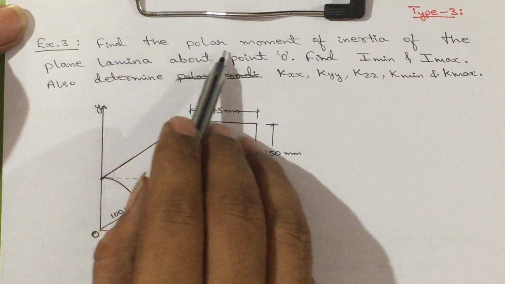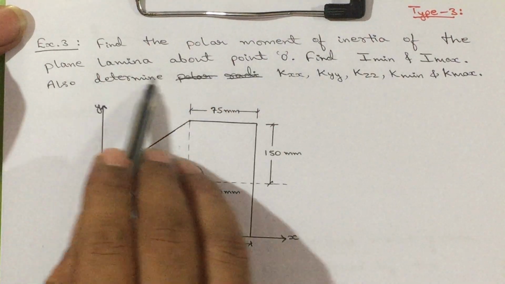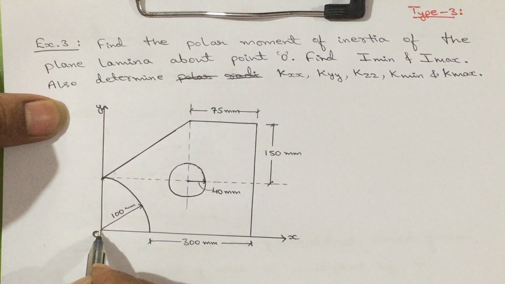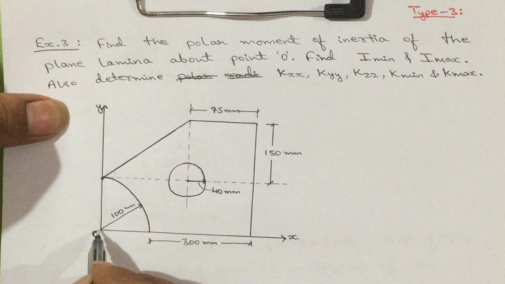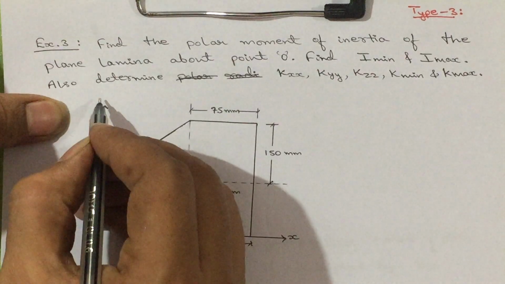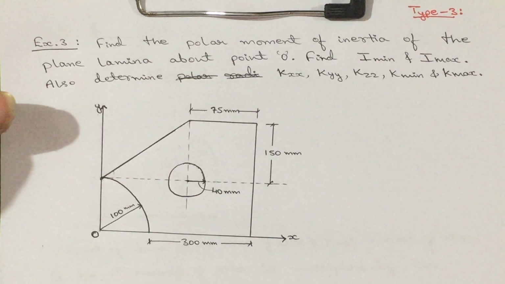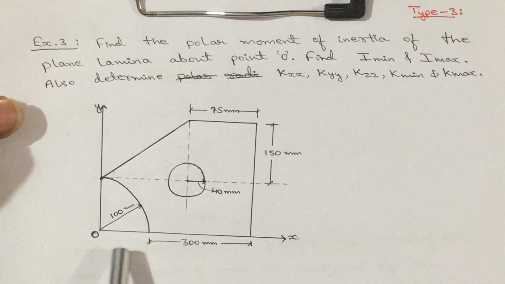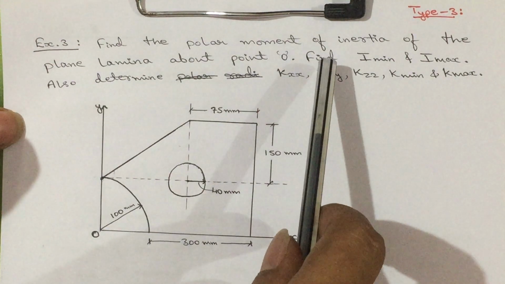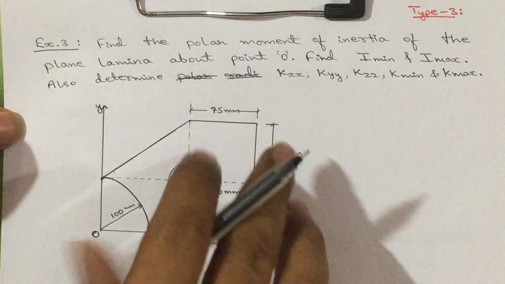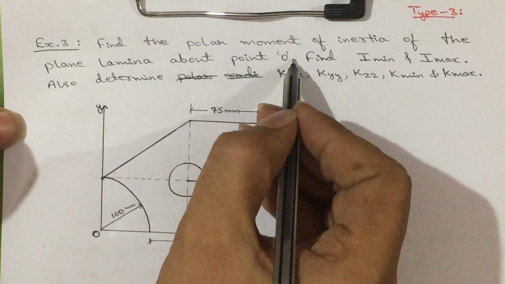So, the question is, find the polar moment of inertia of the given plane lamina about the point O. The point O means at that point you need to draw one horizontal line and draw one vertical line. That horizontal and vertical line will become your reference axis. The reference axis is given. In the textbook or the actual problem, only this much is given.